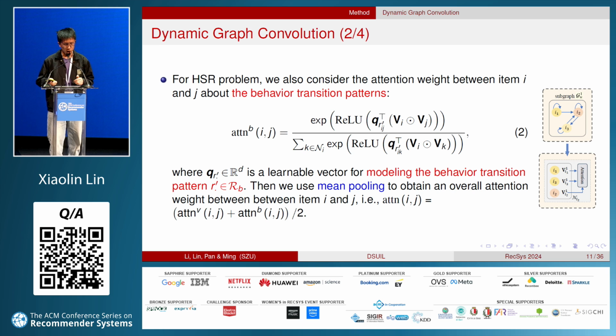Similarly, we also consider the attention weight between item i and item j about the behavior transition pattern. Then we take their mean pooling result as the final attention weights.